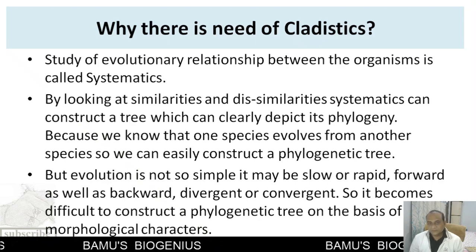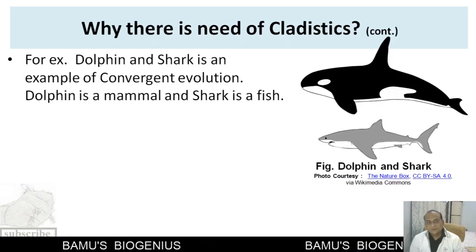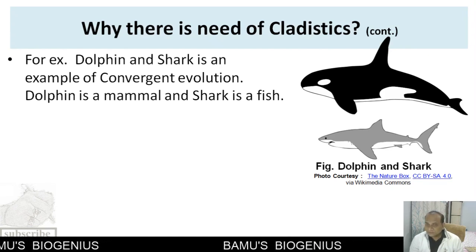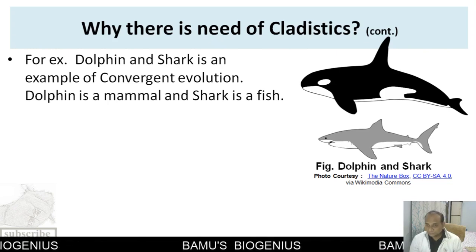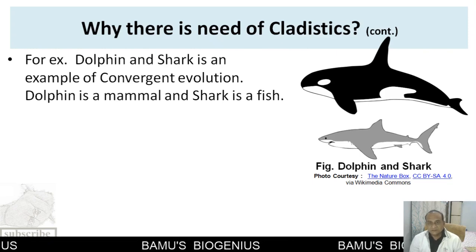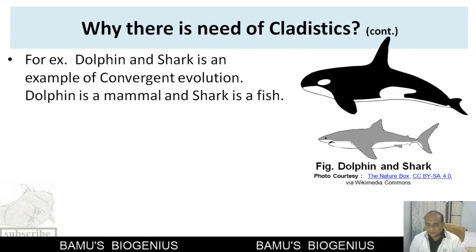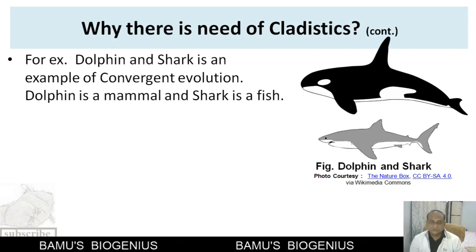For example, you can see here these two organisms: one is a dolphin and the other is a shark. If we look into the morphological features of these organisms, we may put them into one group. But in reality, we know that this is a clear-cut case of convergent evolution, and the dolphin is a mammal and the shark is a fish. So they belong to totally different groups.